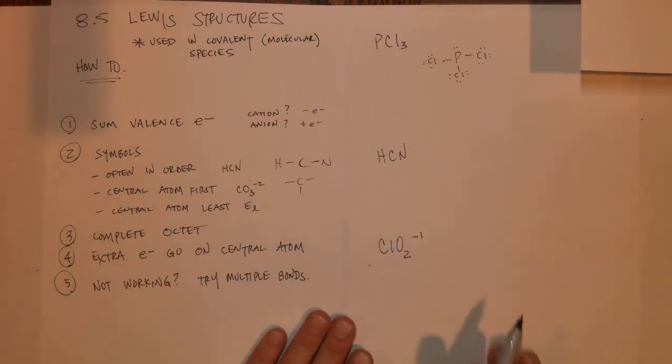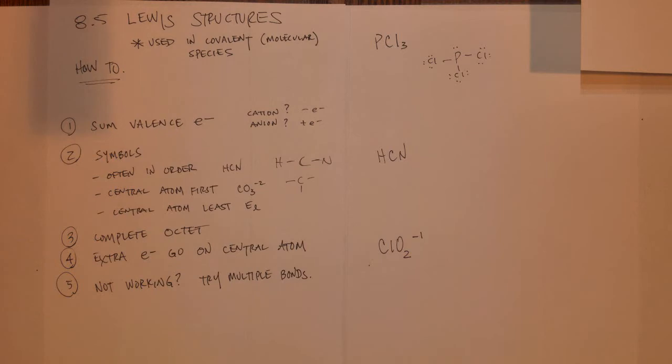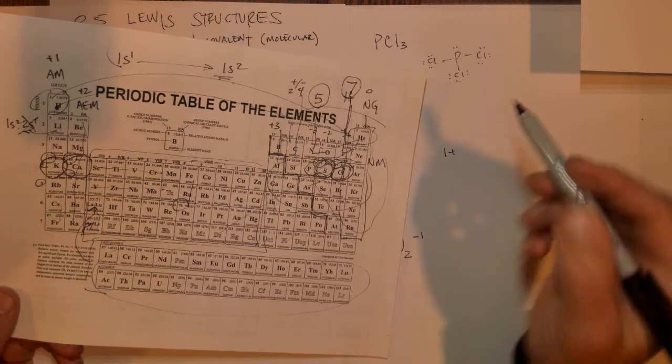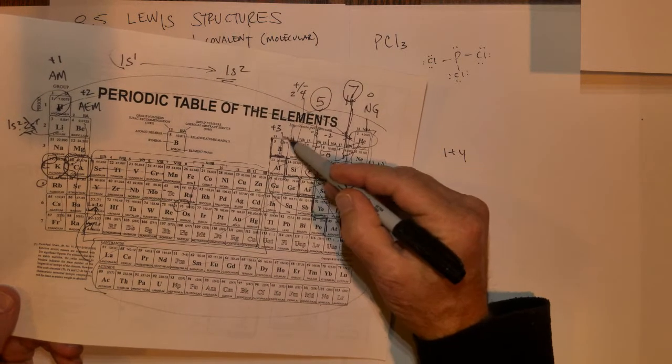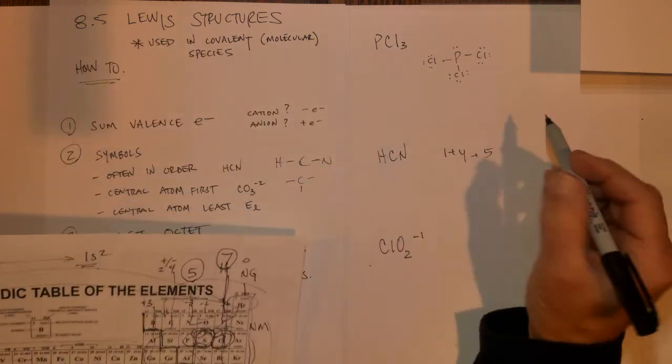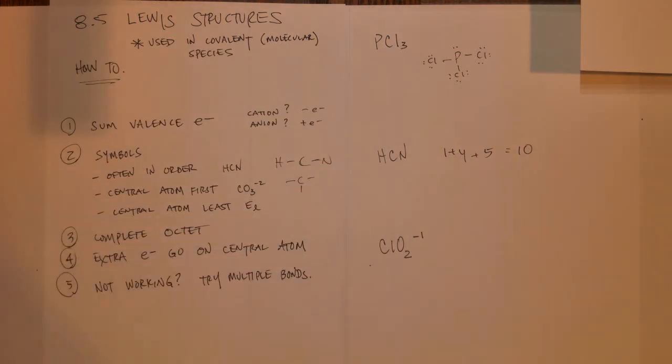Let's look at HCN and follow these rules. First of all, sum the valence electrons. So hydrogen is 1. Carbon is 4, because it's in group 14 right here. And then nitrogen is 5, because it's in group 15. So 4 plus 5 plus 1, we have 10 total valence electrons.